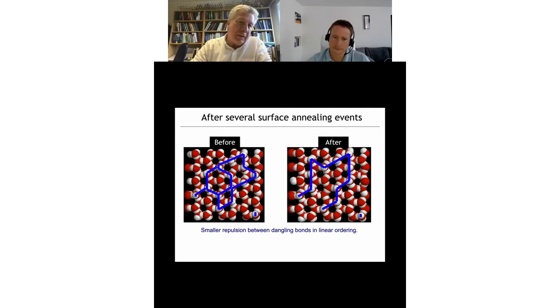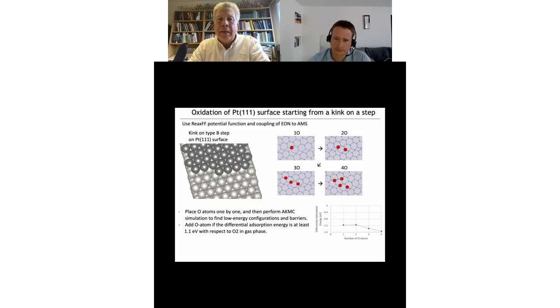The surface initially had a blue line drawn between adjacent dangling hydrogen bonds. You can see that after the simulation, there's less clustering of the dangling hydrogen bonds. So this is again going towards the Fletcher surface, where the repulsive interaction of the dipoles of dangling hydrogen bonds is being reduced.